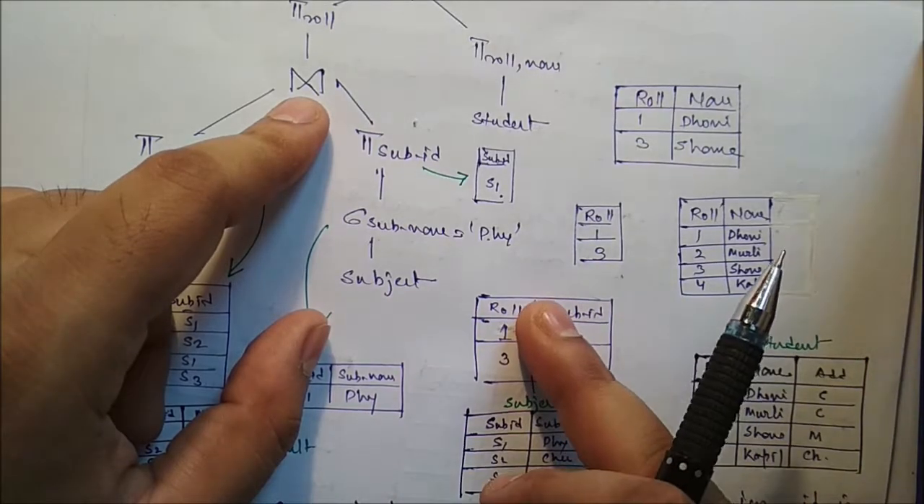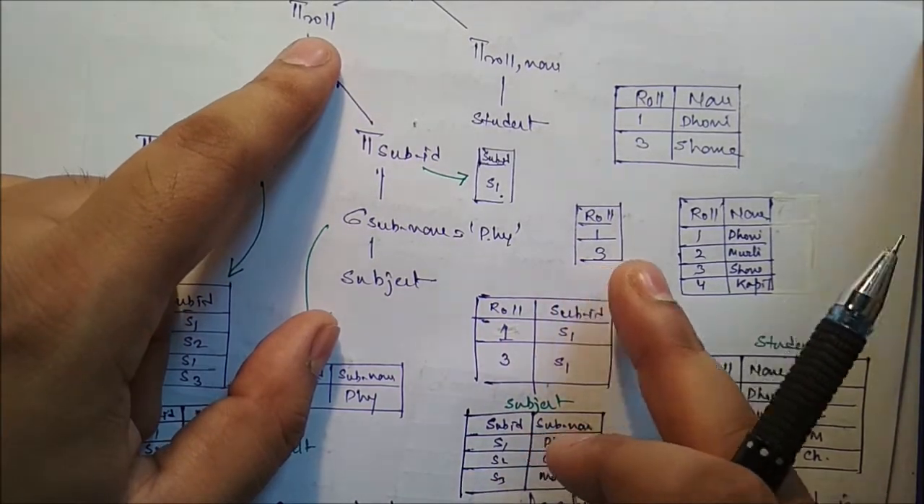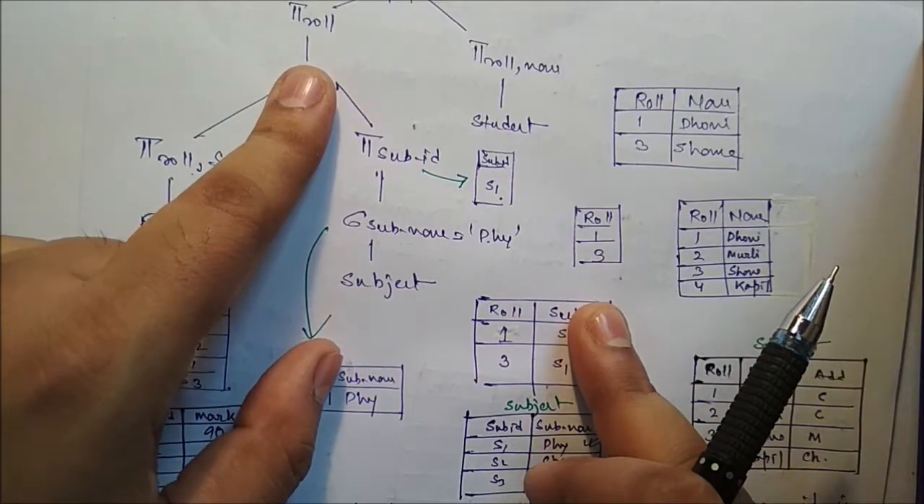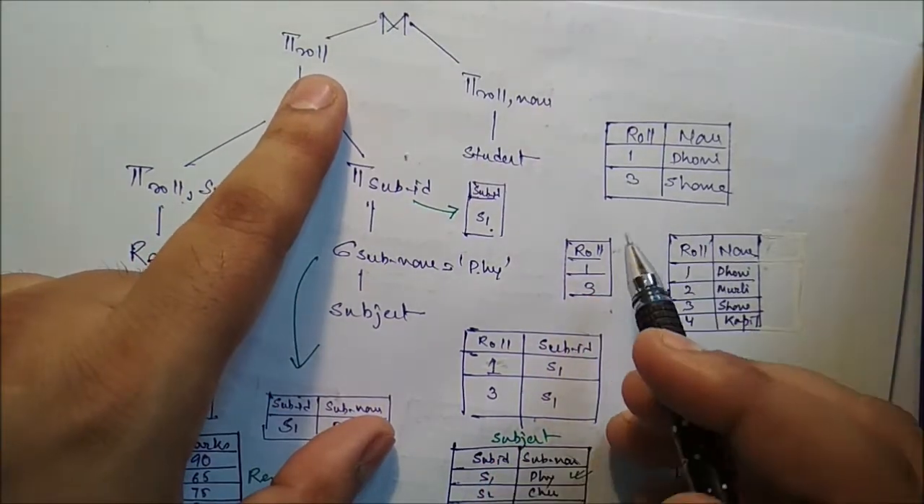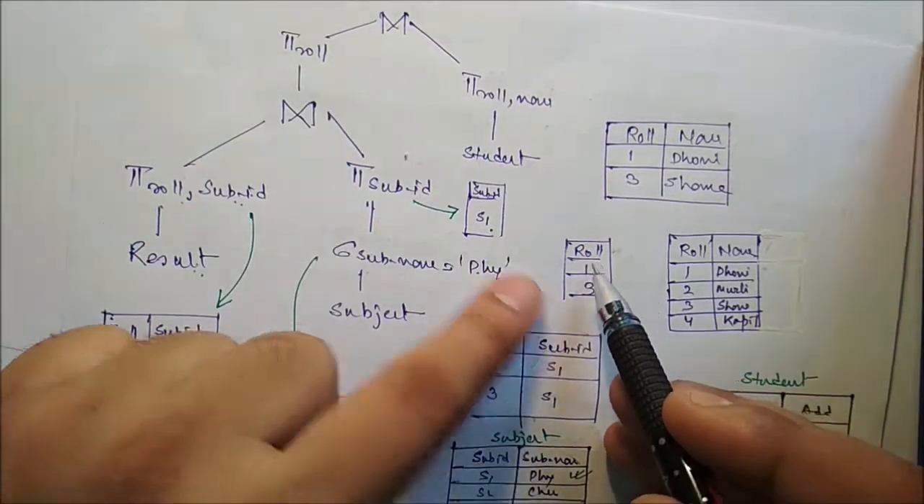Now from this table we need the roll number only. This is another small intermediate table. We need only the roll number. Are you getting this one? So this is what we get after this one.